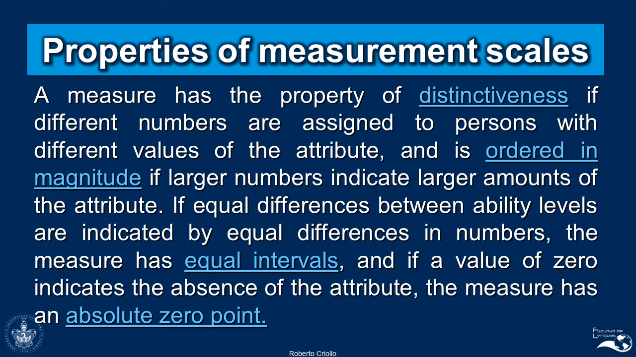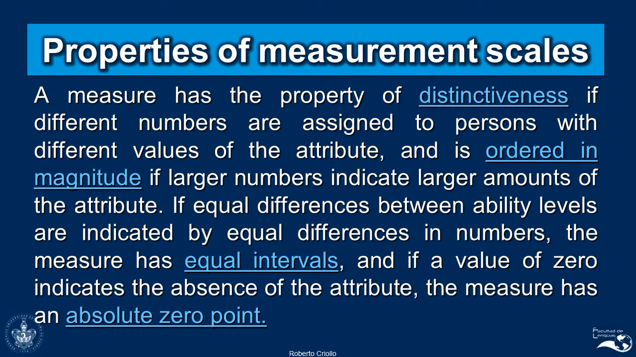The second thing is order of magnitude. That means that we give larger numbers to larger amounts of the attribute that we're measuring and lower numbers to the lower quantities. Now, if the scale also has equal differences between different ability levels and they are indicated by numbers that go in a progressive order, the measure also has equal intervals.